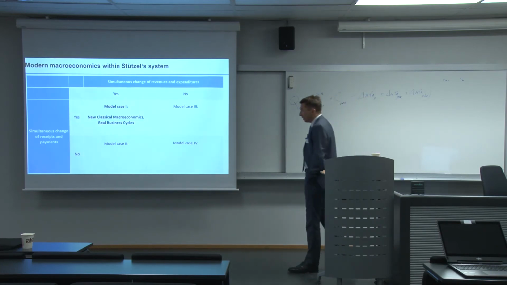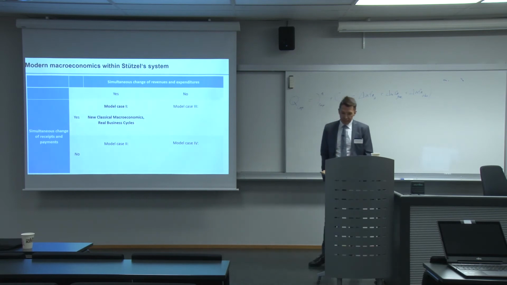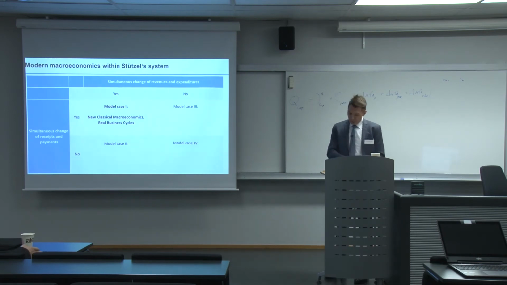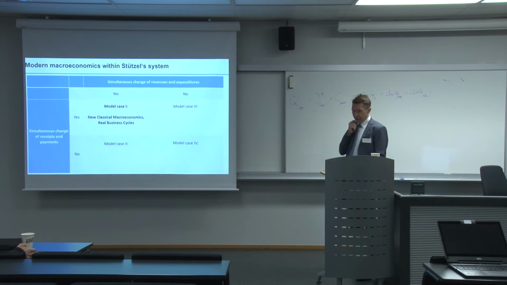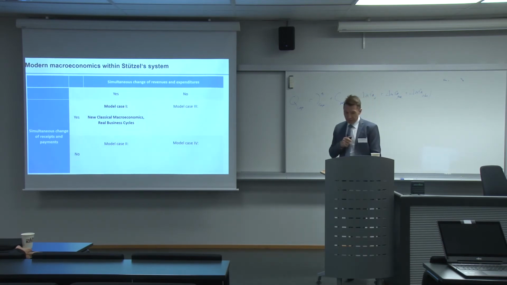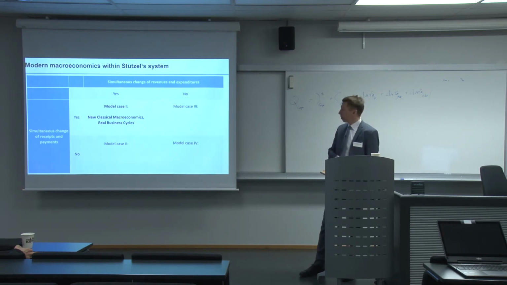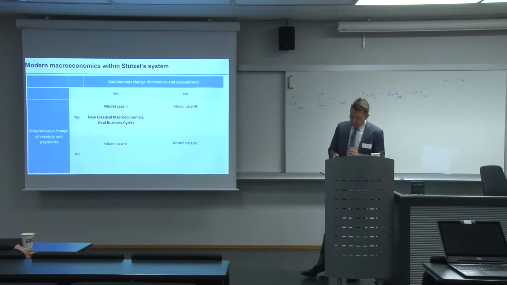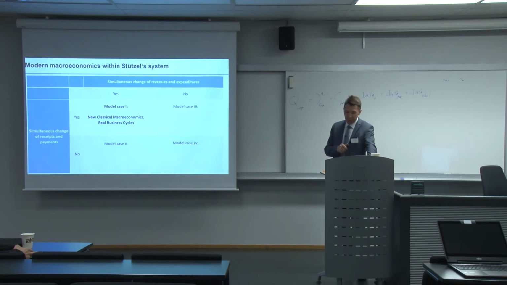New classical macroeconomics, and especially real business cycles, developed in the 1980s and has been part and parcel of macroeconomic theory since then. They're also a building block of new Keynesian macroeconomics. I think this can be seen as an example of a business cycle theory of model case number 1. The basic idea of real business cycles is that cycles are a rational response of utility-maximizing individuals to technological shocks, be they positive or negative.